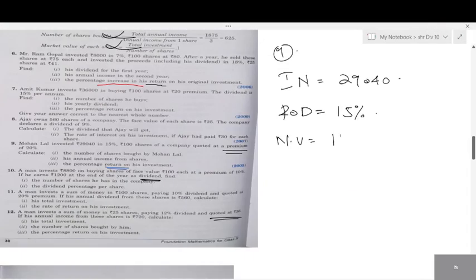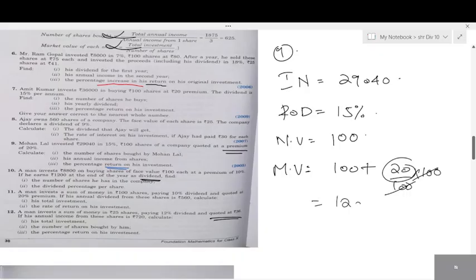Nominal value is 100 of a company quoted at a premium of 20%. See, premium is given. At premium, what do you do? You add or subtract for premium. So 100 plus what? 100 into 100. What do you get? Check whether you got 120. Yes. Okay, this is market value.